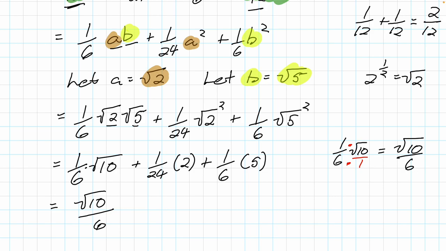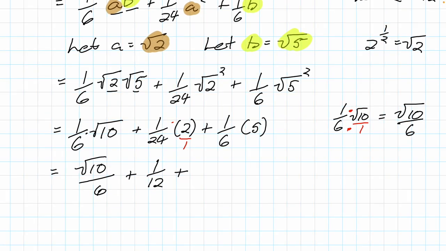Here, 2 times 1 over 24. This is the same idea. We're multiplying fractions again. I go 2 times 1 on top, I get 2. 24 times 1, 24. So I have 2 over 24. Can I reduce that, do you think? 1 over 12. That's it. Same thing with this one here. What is that going to become? It's just going to be 5 over 6. Yeah, very good.